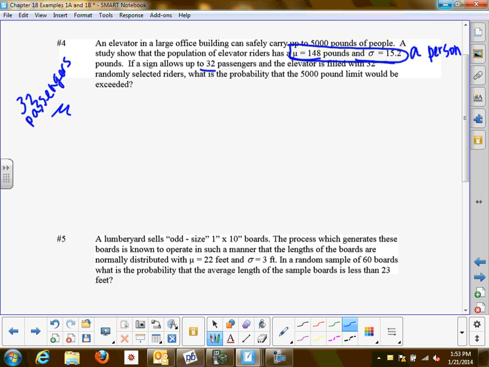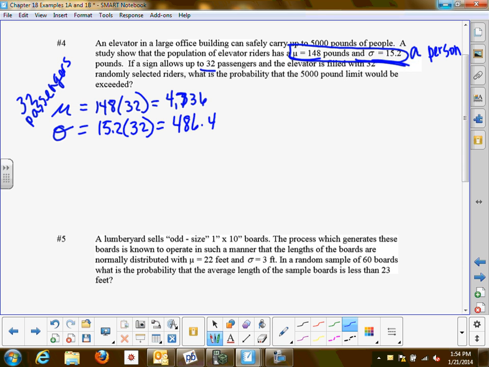So the mean for 32 passengers is going to be 148 pounds times 32, which is 4,736. Okay, how about the standard deviation of 32 passengers? How do I get that? Is standard deviation also affected by multiplication or not? Yes, standard deviation is affected by multiplication. So this means that standard deviation for 32 passengers is 486.4 pounds.